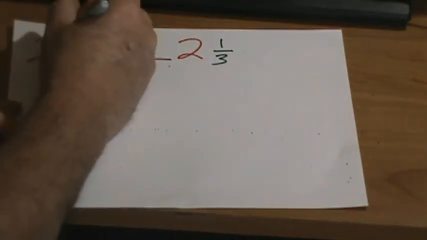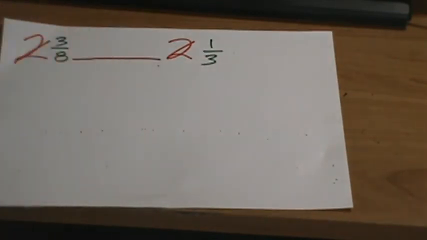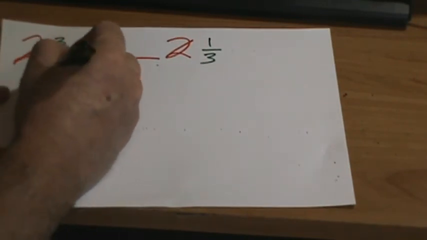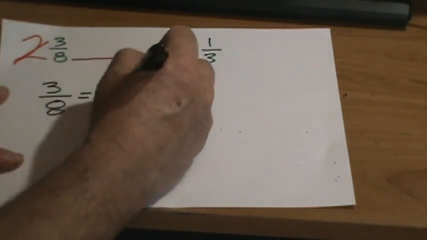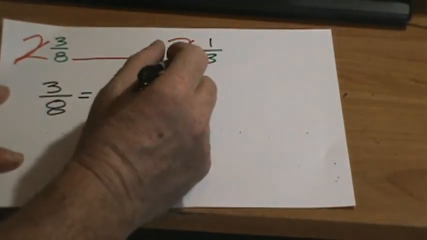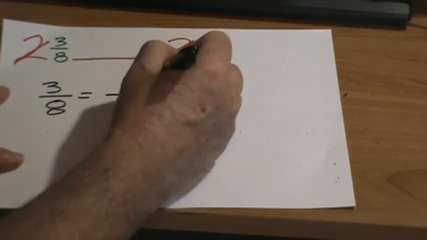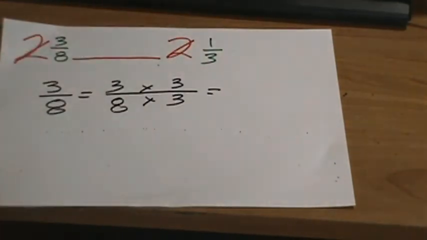Let's cross out the 2's. So the only thing we're comparing is 1/3 and 3/8. Now, here's the little trick I'm going to show you. Are you ready for some math magic? Because this is how we'll be doing this tomorrow. I'm going to say 3/8 equals, watch what we do. We're going to multiply it by 3. What will that equal? Well, let's take a look.